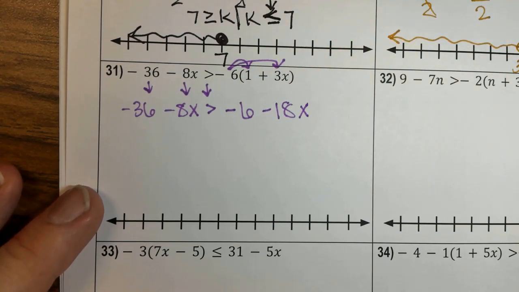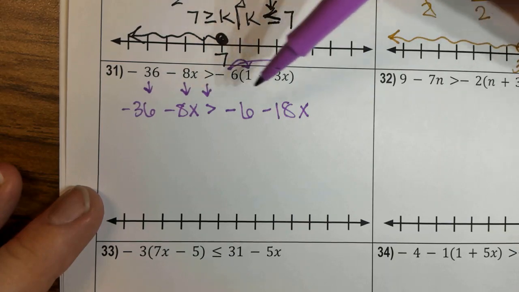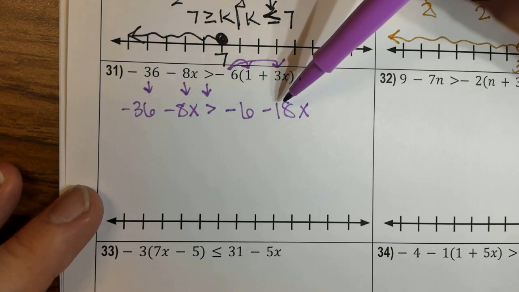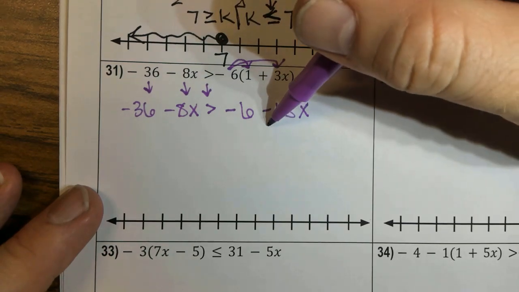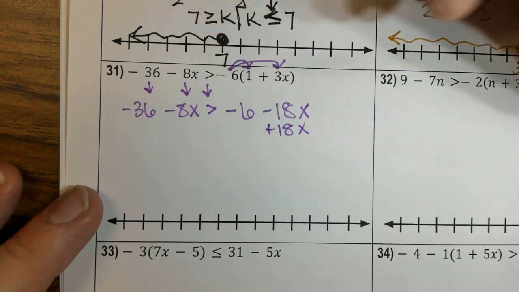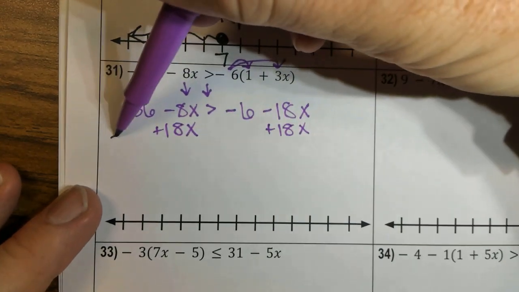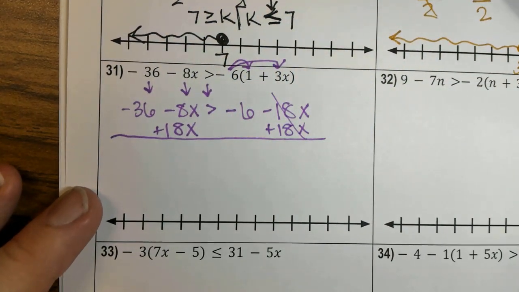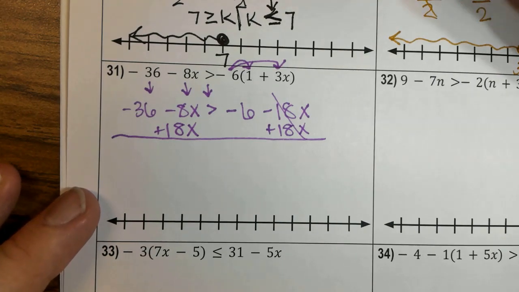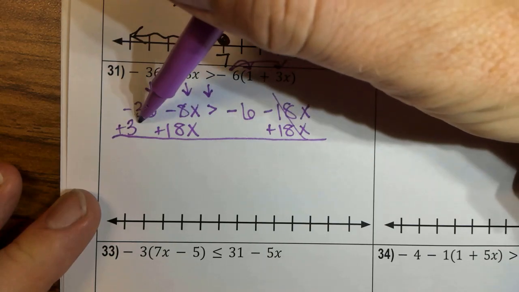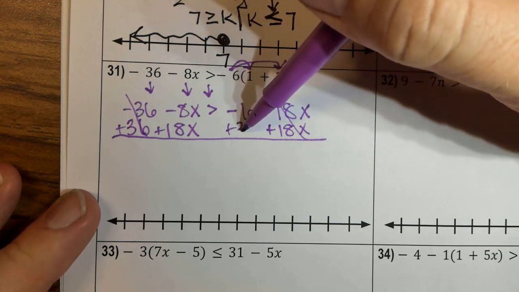Okay? Now, I have x's on both sides. I need to move them to the same side. So negative 8 and negative 18. This negative 18 is definitely smaller, so I'm going to move that one. Okay. And just to save time and space, if my x's went to the left, this number over here will go to the right.